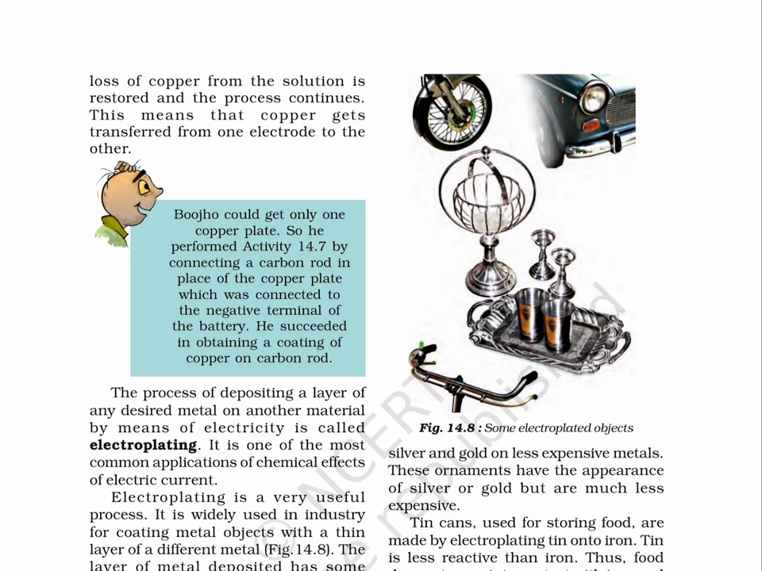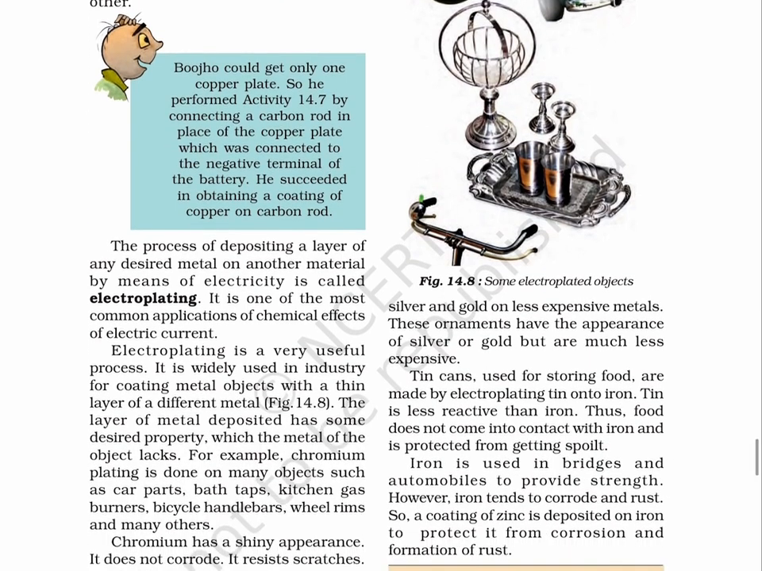Page 179. Bujo could get only one copper plate. So, he performed activity 14.7 by connecting a carbon rod in place of the copper plate which was connected to the negative terminal of the battery. He succeeded in obtaining a coating of copper on carbon rod. The process of depositing a layer of any desired metal on another material by means of electricity is called electroplating. It is one of the most common applications of chemical effects of electric current.